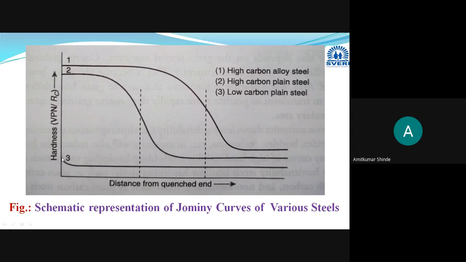Depending on this curve, you can say that you are not able to improve the hardness even at the quenched end. Its hardness is almost constant throughout the specimen length. Hence, these low carbon steels are non-hardenable steels. And here we are getting some improved hardness at the quenched end. If you compare the first curve and second curve, we are able to achieve more hardness at the quenched end. Hence, you can say that these are hardenable steels.